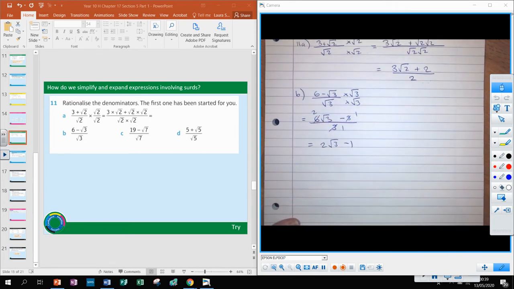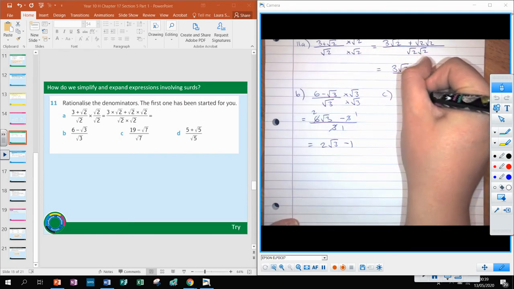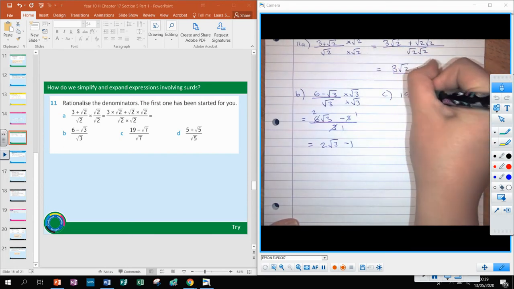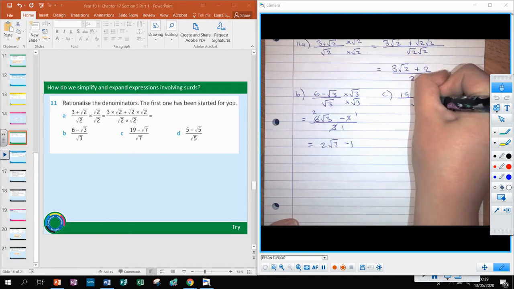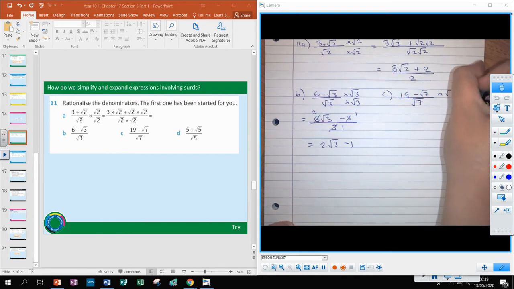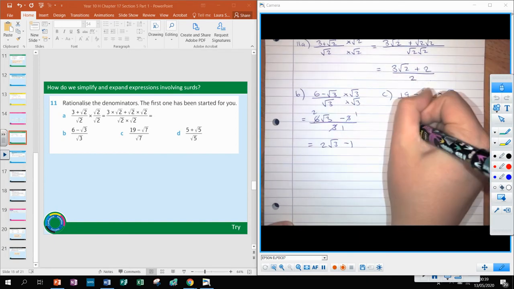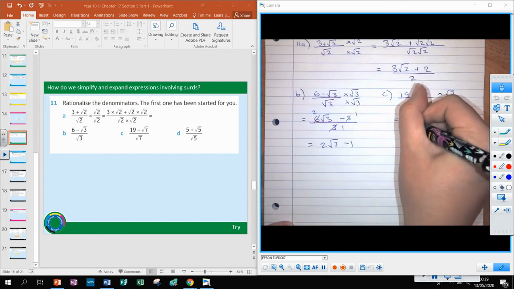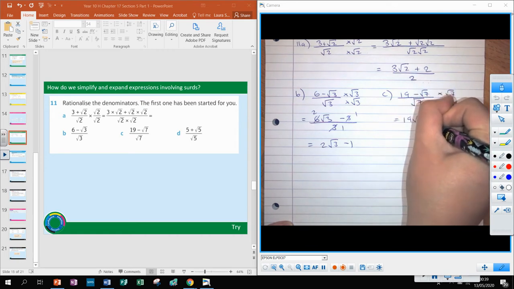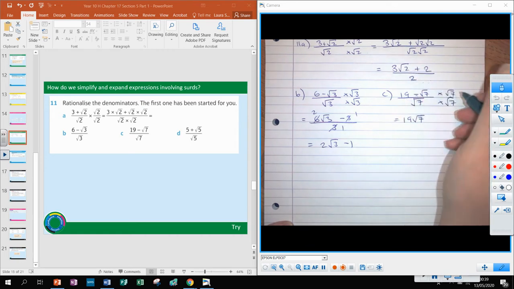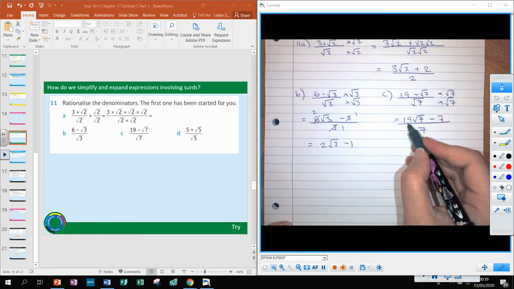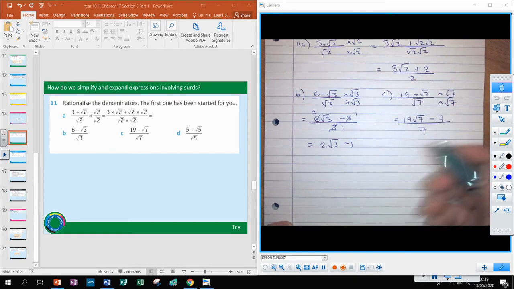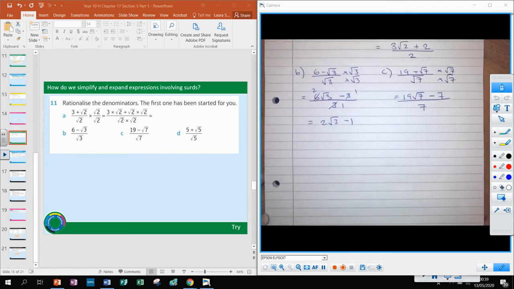Okay, well done. Let's take a look at part C. We had 19 minus root 7 over root 7. Okay, multiplying by the root 7 because that's in the denominator. And we're going to get 19 root 7. Okay, minus root 7 times root 7 is minus 7, all over 7. 19 is a prime number, so is 7. I can't cancel down, so we're done.